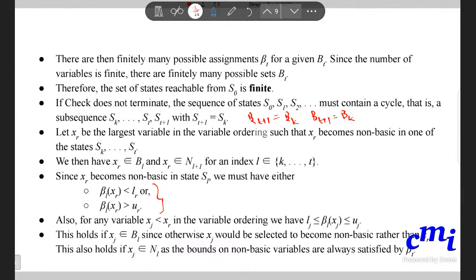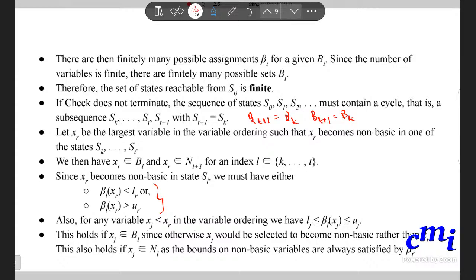Eventually what Ameya will show is that, assuming there is a cycle, something will go wrong. So in trying to prove it, we use this XR, the largest among the variables that move out of the basic set and then come back. Correct, Ameya? Yeah, so right now we are trying to prove a contradiction. We are assuming that there is a cycle.